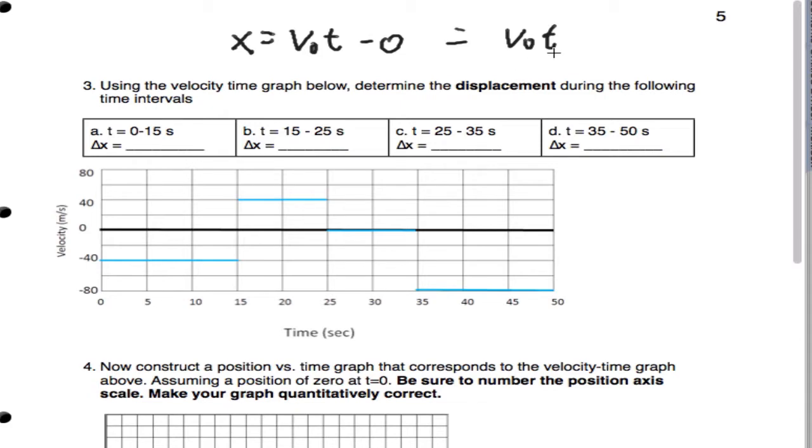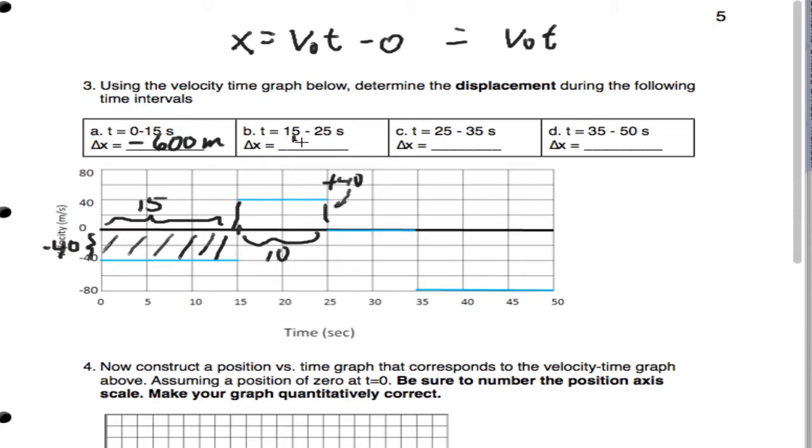So if v0 in this case is negative 40, and this length here is 15, it looks like I can actually calculate displacements by getting areas under graphs. When I take 15 times negative 40, I get negative 600 meters for my displacement. I repeat the process here. This width is 10, and I have positive 40 here, so I end up getting plus 400 meters for my displacement. Finally, this part is 0, because my height is 0.